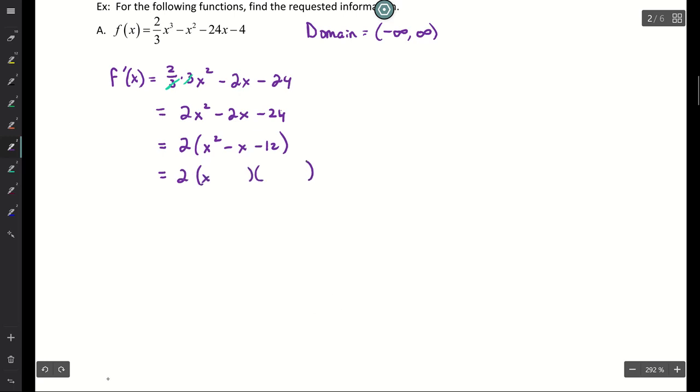So x and x is the first two factors. And then here we want factors of negative 12 that will add or subtract to the understood negative 1 in the middle. So that would be a negative 4 and a positive 3. And then notice when we multiply negative 4 and positive 3, we get negative 12 at the end.